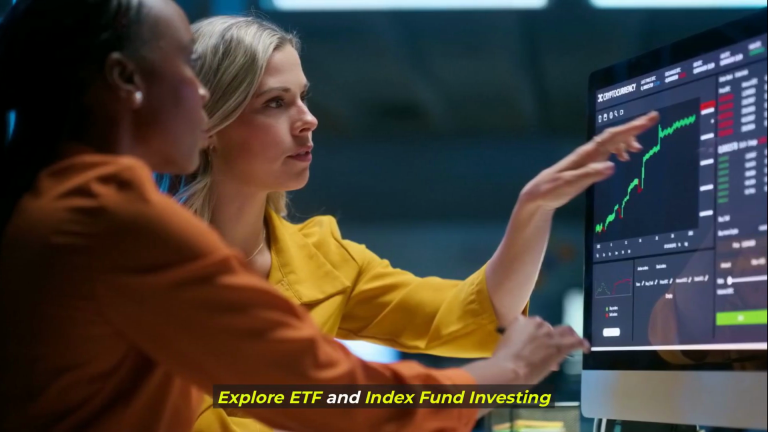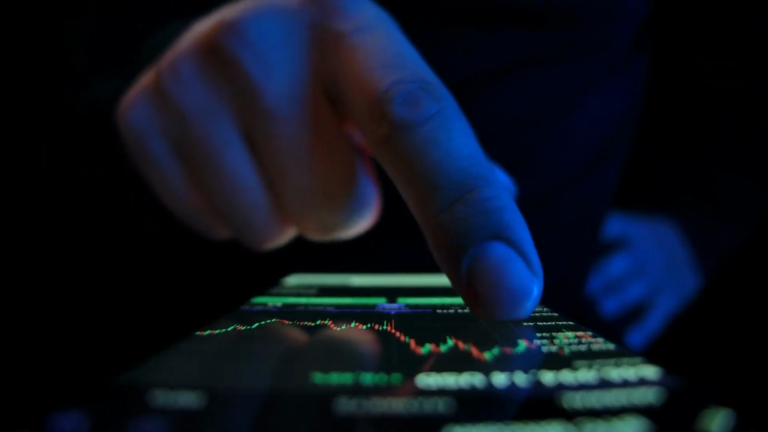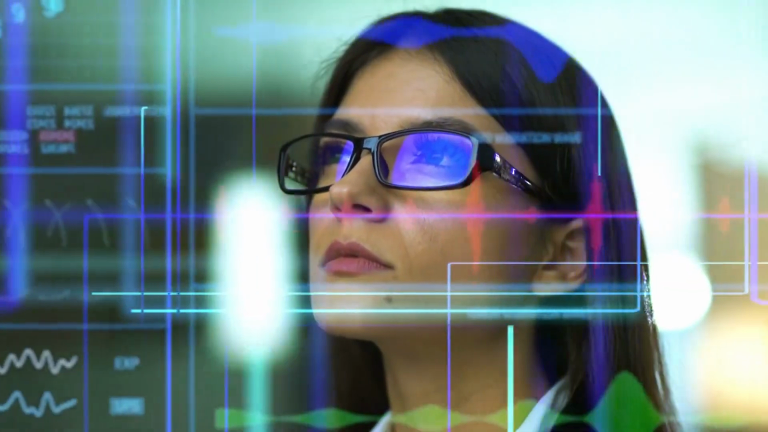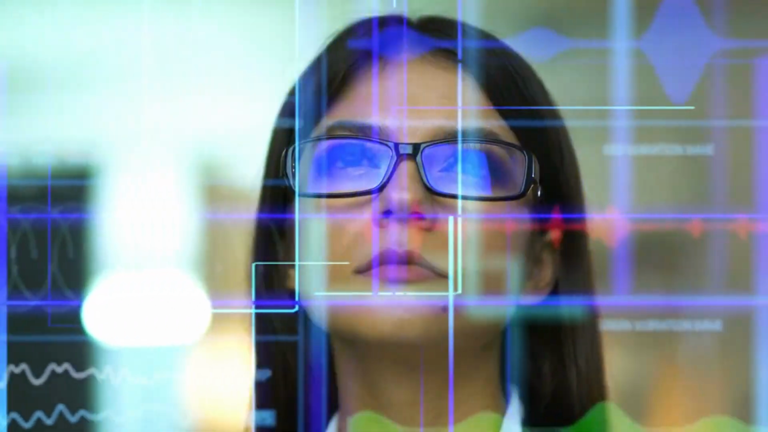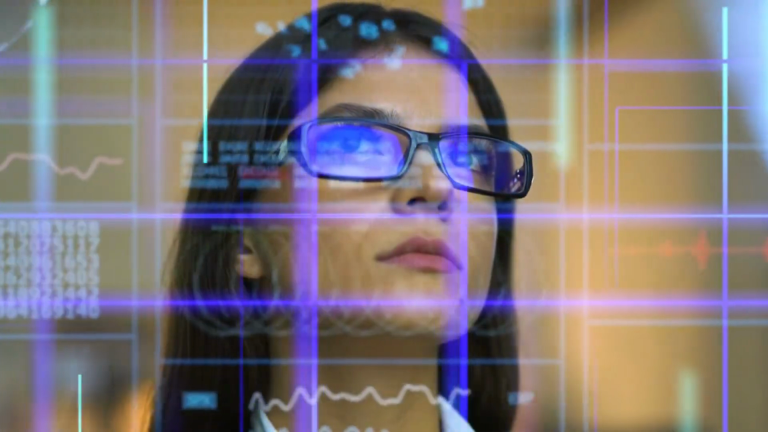Explore ETF and index fund investing. Exchange-traded funds, ETFs, offer instant diversification and professional management at low costs. Apps make ETF investing simple with one-click purchases. Popular choices include SPY, S&P 500, QQQ, NASDAQ 100, and VTI, Total Stock Market.